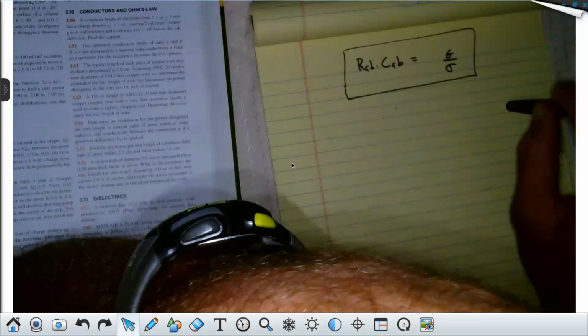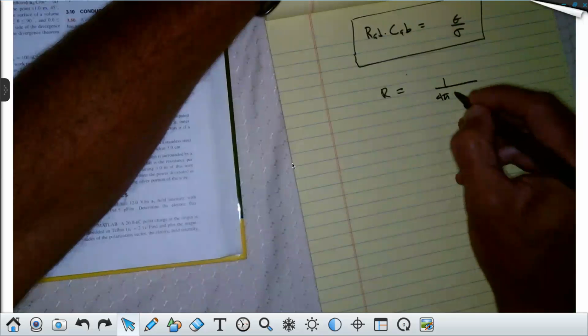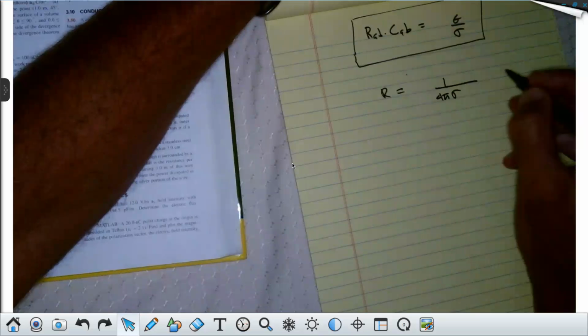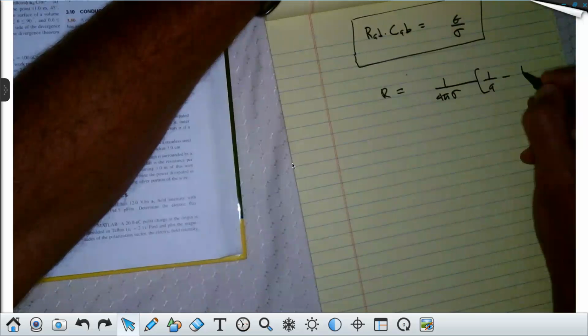Now, we just calculated the resistance between the spherical surfaces. This is for a sphere. We found the resistance between A and B, I'll just use R here, was equal to what? 1 over 4 pi sigma, right? And then it was 1 over A minus 1 over B, correct?